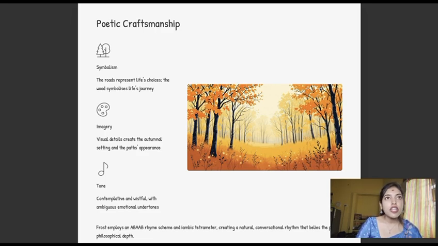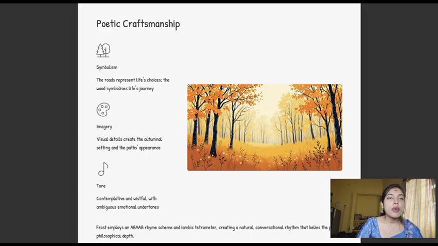So here is the explanation: the poet is not just talking about real roads in a forest. Instead, the road represents different paths or opportunities in life. Every person must choose one path, just like the poet chose one road. And what is the importance of symbolism? It helps the readers understand that the poem is about life decisions and their consequences.